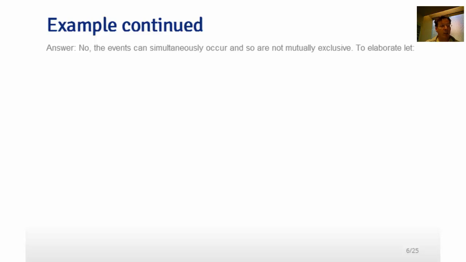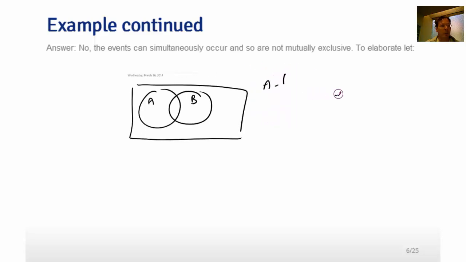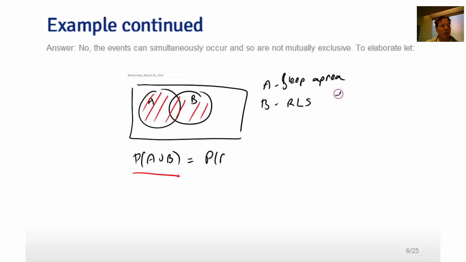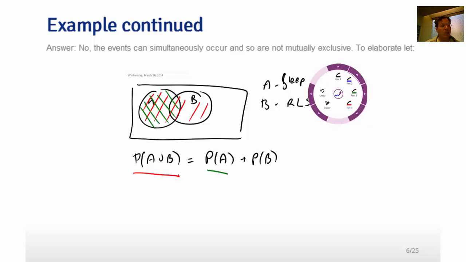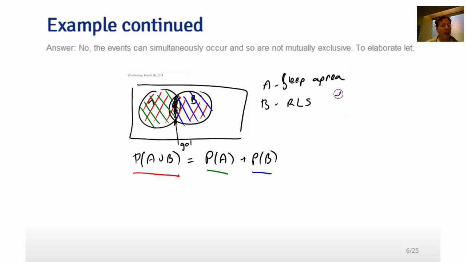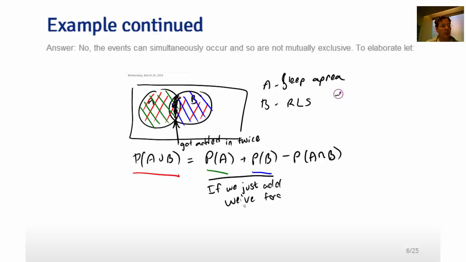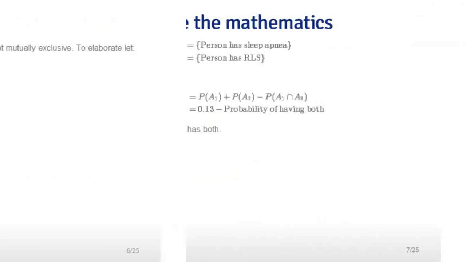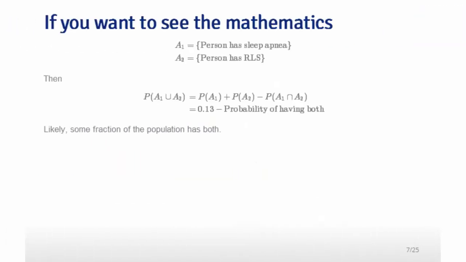The events can simultaneously occur and so are not mutually exclusive. We think that there is a non-trivial component of the population that has both sleep apnea and restless leg syndrome. So to elaborate, let's let A be the event that a person drawn into this population has sleep apnea, and B be the event that they have restless leg syndrome. Here we think this intersection is non-trivial, and so if we were to add the two probabilities, we would have added it in twice, and it would need to get subtracted out to find the probability of the union. In this slide, I simply show you the notation.